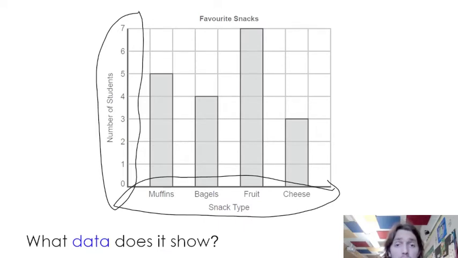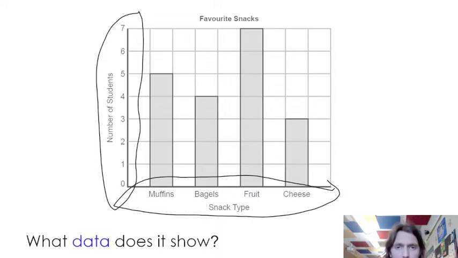So it looks to me like we asked a number of students what their favorite snacks are, and we broke it down into 4 different types of food. So we have muffins, bagels, fruit, and cheese. Now, I'm trying to think. Mine might be bagels or cheese. I also really like fruit too. I love food, so I think I like all of them. Okay, so now let's look.